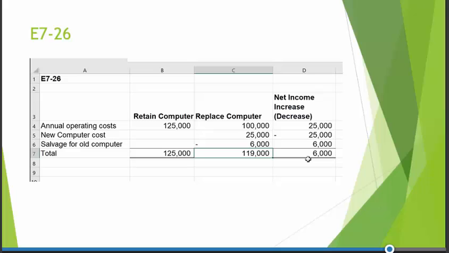So we should replace the computer because we would save $6,000 if we replace the computer, because our operating costs would go down each year by $5,000. And the difference between the new computer cost less the salvage value is less than the $25,000 per year of the existing computer.